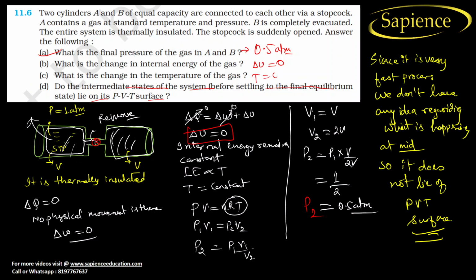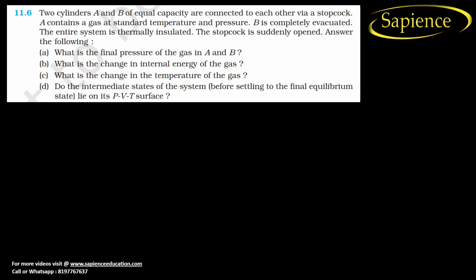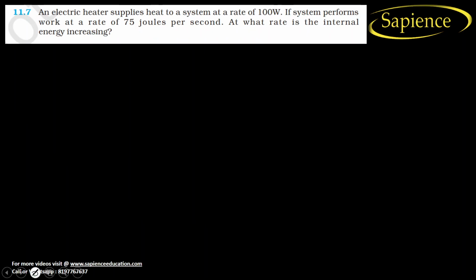Now let us go for question 11.7. An electric heater supplies heat to the system at the rate of 100 watt. If the system performs work at the rate of 75 joule per second, at what rate is the internal energy increasing? So let us draw the system. Let us consider this is the system, and the system is given heat.